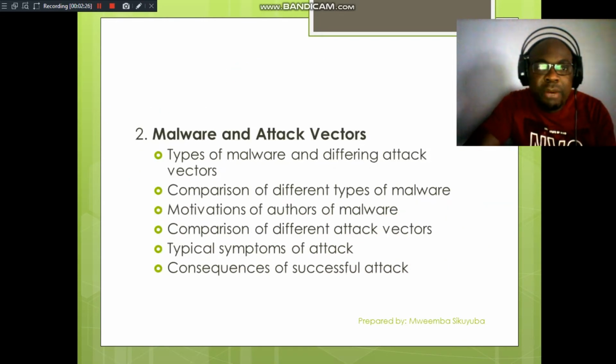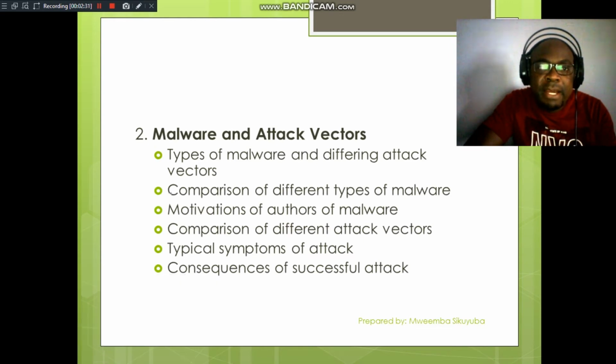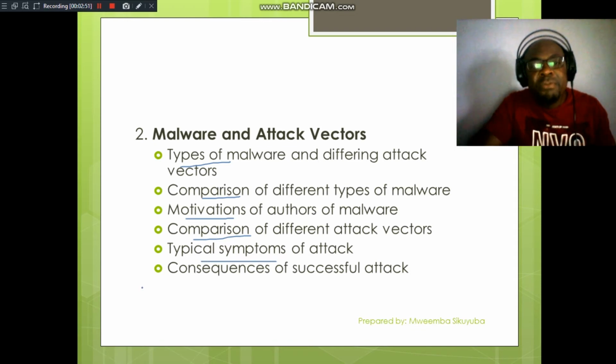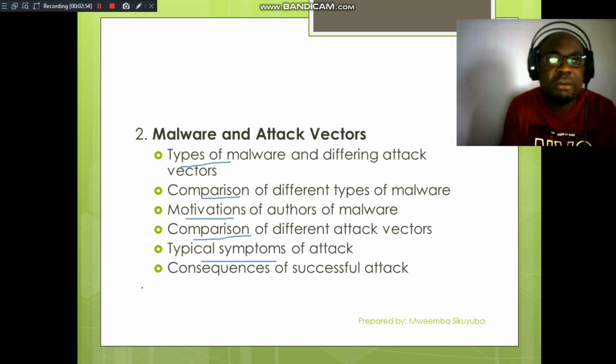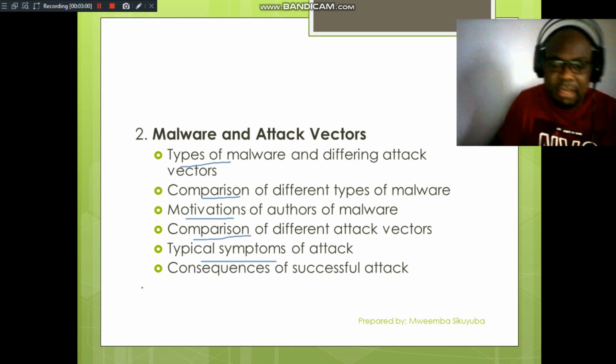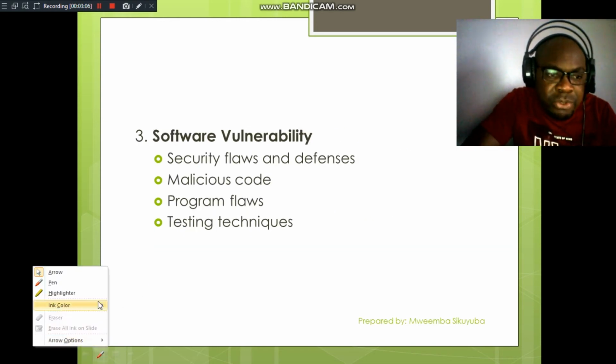We are going to look at malware and its types, and a comparison of different types of malware. We will also look at the motivation behind malware, a comparison of different attack vectors, typical symptoms of attack, and consequences of successful attacks. These are some of the things we are going to cover in malware.